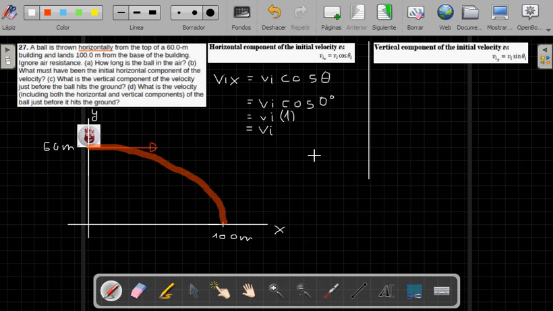But we could see that the angle was 0 degrees, and let's see if with that angle we can do something more with the vertical component. Maybe we can get more information from here. So the initial vertical velocity will be equal to the initial velocity times the sine of the angle. Once again, the angle is equal to 0 degrees. We don't have the initial velocity, but that doesn't matter. We can go on with the exercise.